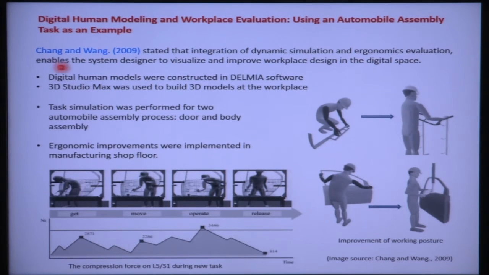In the research paper Chang and Wang 2009, digital human modeling and workplace evaluation using an automobile assembly task as an example, they demonstrated how digital human modeling software can be used in the automotive assembly process.